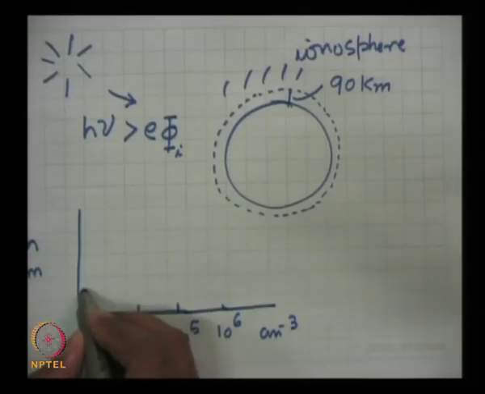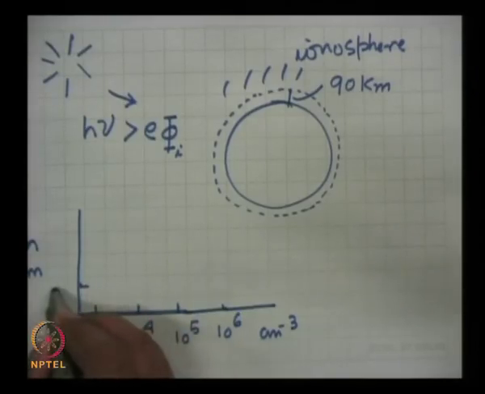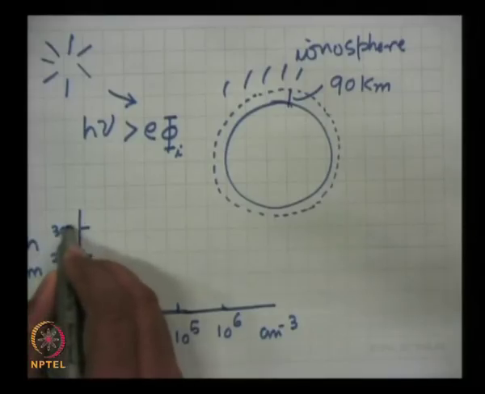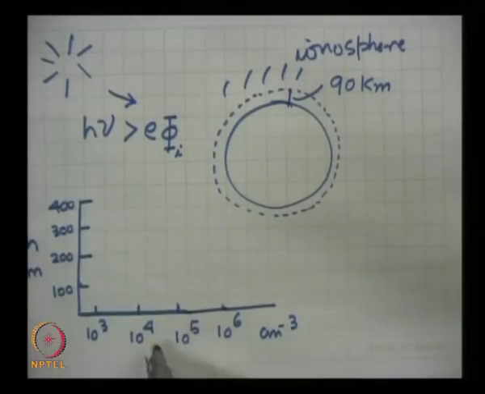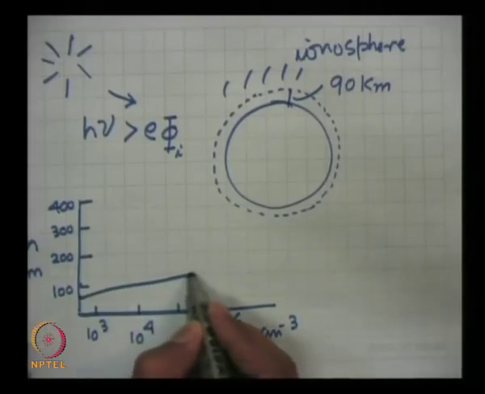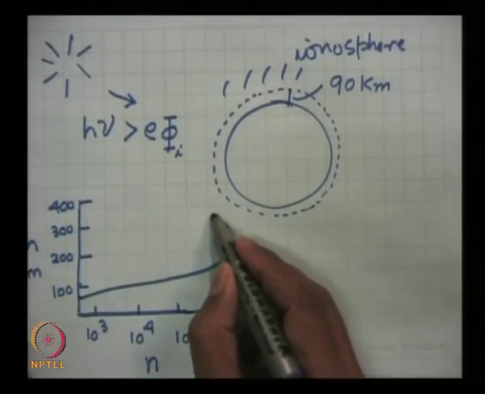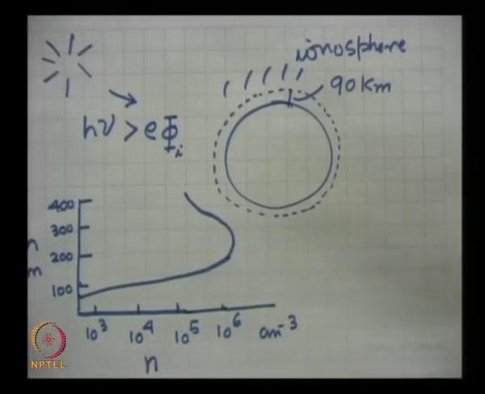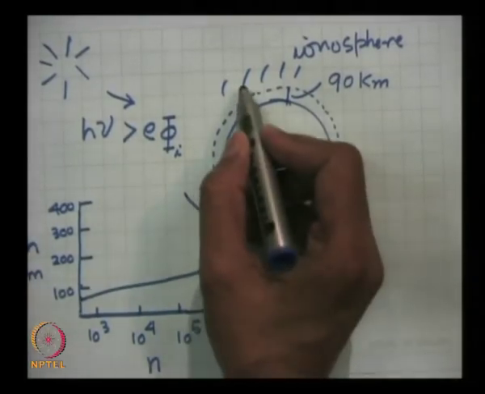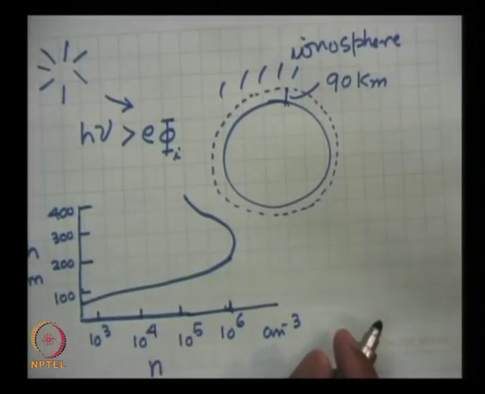The plot is something like this, with height here: this is 100 kilometer, this is 200 kilometer, this is 300 kilometer, this is 400 kilometer. This is a logarithmic scale on the x axis and a linear scale on the y axis for height, and it is about 90 kilometers that you get the onset, and the peak comes at 300 kilometers. So, this goes like this and it goes like this, typically. Well, I am not very accurate on this, something like this. So, this is the region of the ionosphere which is ionized due to photons. This process is called photoionization.